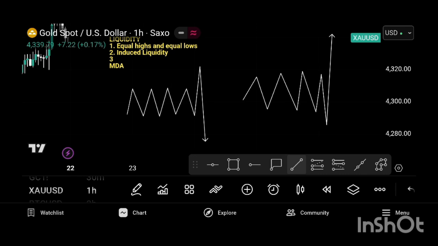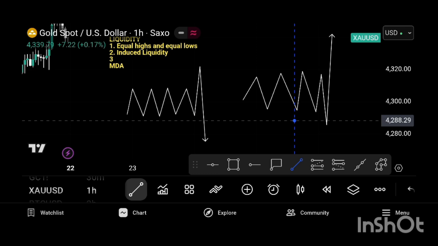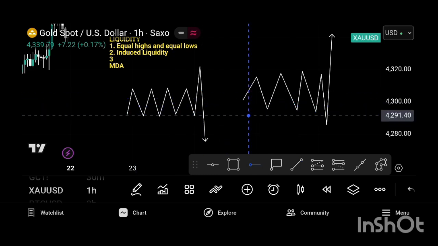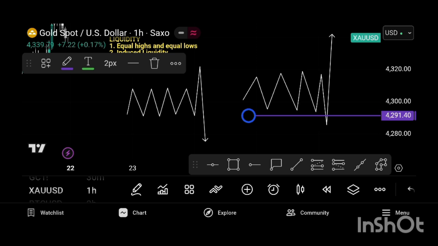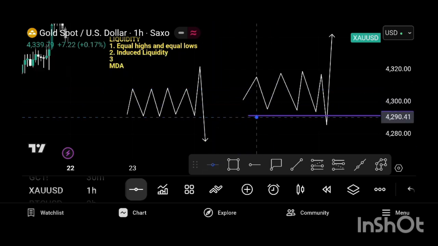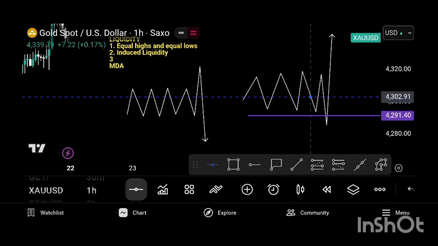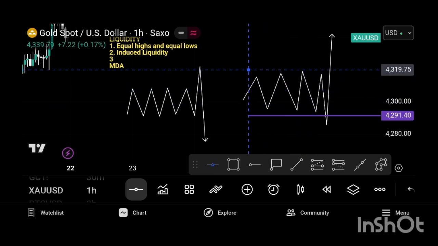Okay, so those that were taking longs in this market, those that were buying, where will their stop losses be? Their stop losses will be here, below here. Okay, so the buyers in this market are putting their stops down here, and then the sellers in this ranging market are putting their stops here, above here.